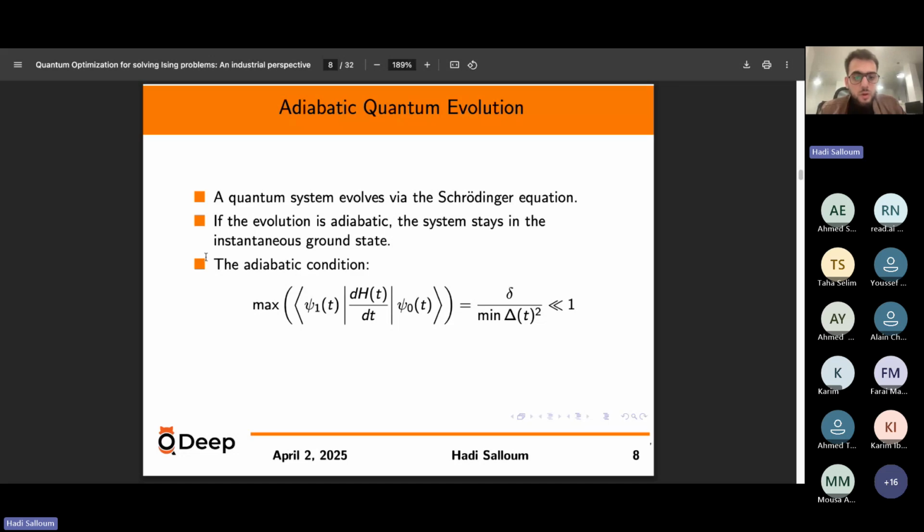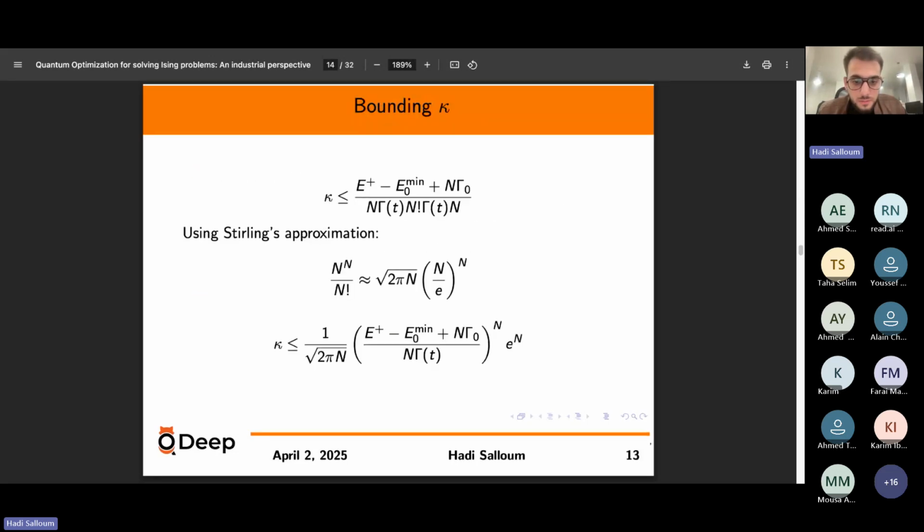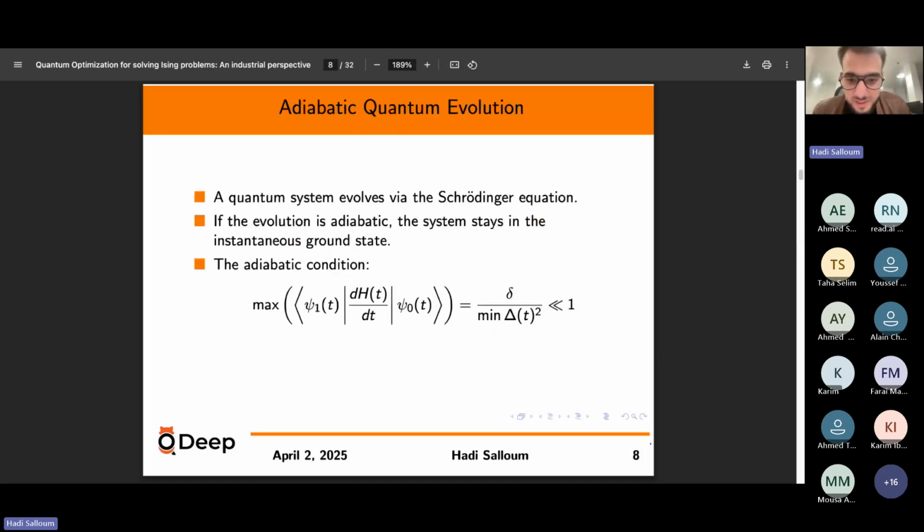About adiabatic quantum computation, the quantum system here will evolve via the Schrodinger equation, and the evolution should be adiabatic, so the system should always be in the ground state. And we have this condition, which, because we don't have much time, I will explain the meaning of the equation. One moment, I wanted to go to some graph to make it easier for us. Okay, sorry, but I didn't put in more plots, so I will go on explaining.